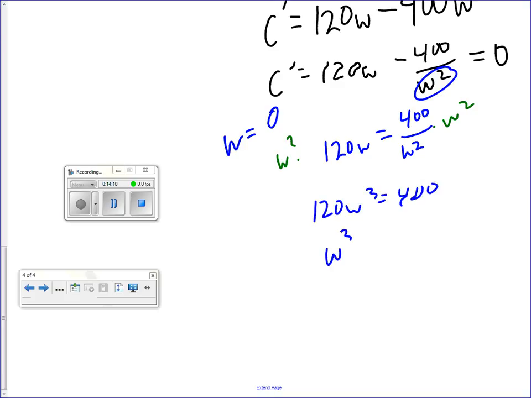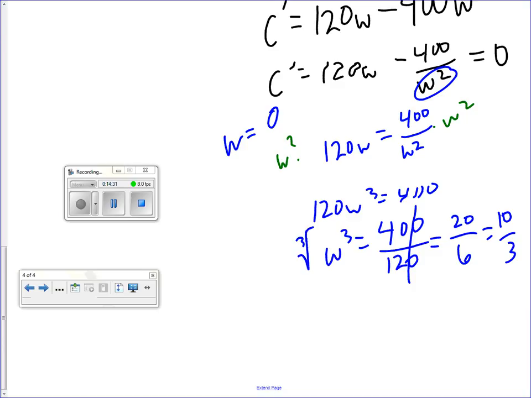I'm going to divide both sides by 120. Sorry, that's 400. I mix the 400 and the 120 together. I see right away they're both divisible by 10. Those are both even. Okay, so it's 10 over 3. And then I'm going to take the cube root. So W equals the cube root of 10 over 3. I could get that as a decimal on a calculator, but it really doesn't matter.